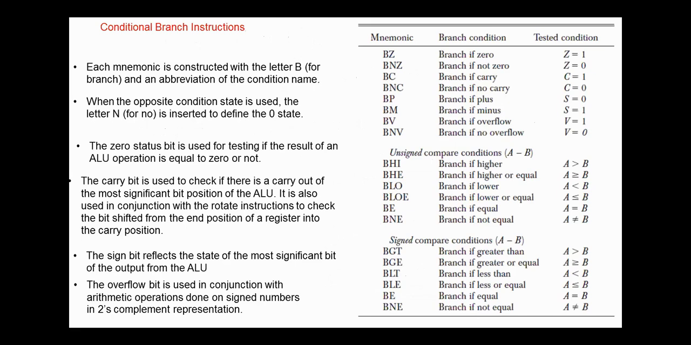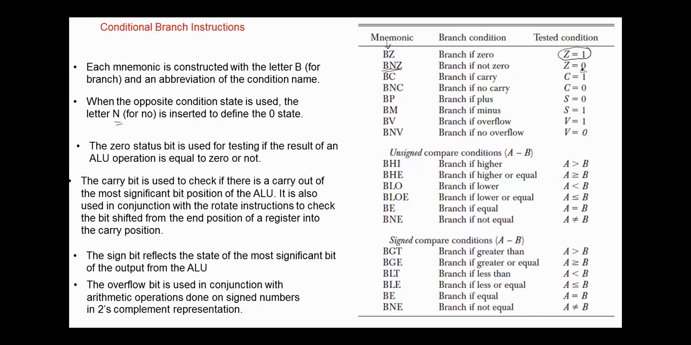Next, conditional branch instructions. Each mnemonic is constructed with the letter B for branch and an abbreviation of the condition name. When the opposite condition is used, the letter N for no is inserted. For example, BZ, branch if 0. If the Z flag is 1, then the condition is true and we branch. But for branch if not 0, we check the Z flag. If it is 0, we branch.